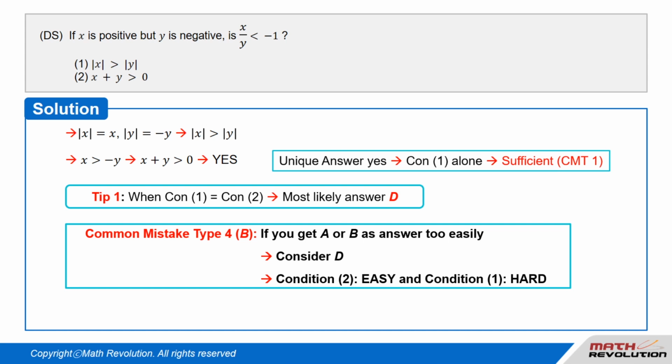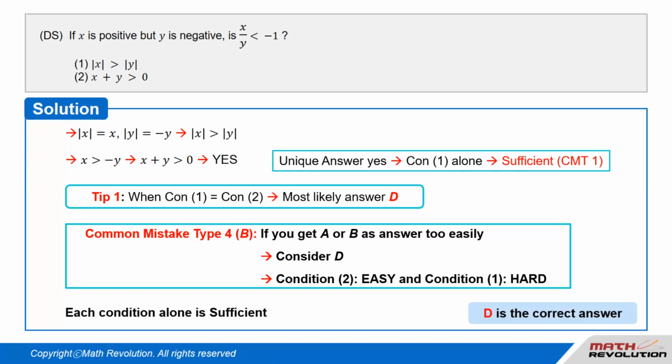Isn't it wonderful when everything points to the same answer? This gives you an even greater chance of getting the question right on the exam. Each condition alone is sufficient, so D is the correct answer. Answer D.